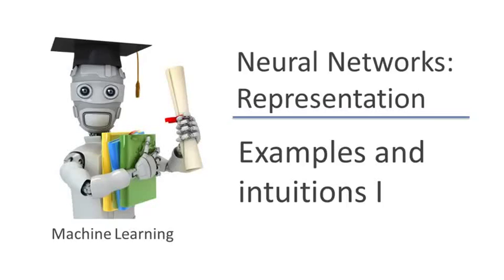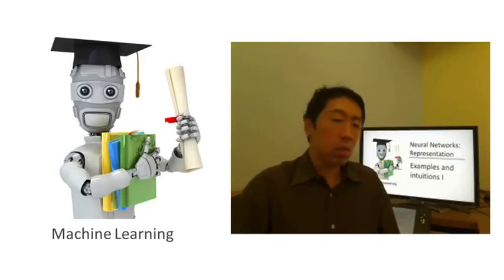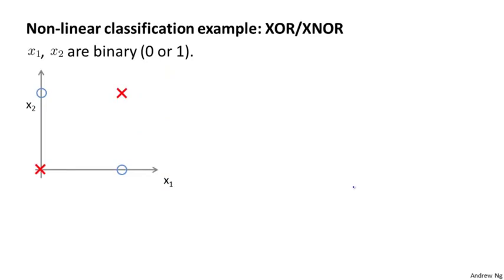In this and the next video, I want to work through a detailed example showing how a neural network can compute a complex nonlinear function of the input. And hopefully this will give you a good sense of why neural networks can be used to learn complex nonlinear hypotheses. Consider the following problem where we have input features x1 and x2 that are binary values, so either 0 or 1. So x1 and x2 can each take on only one of two possible values.